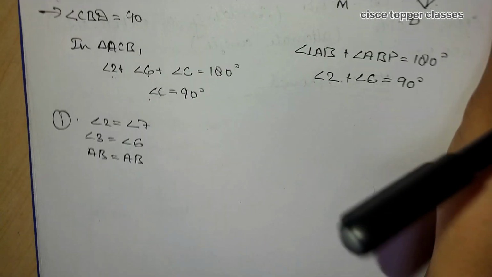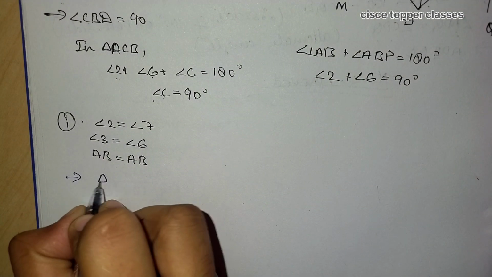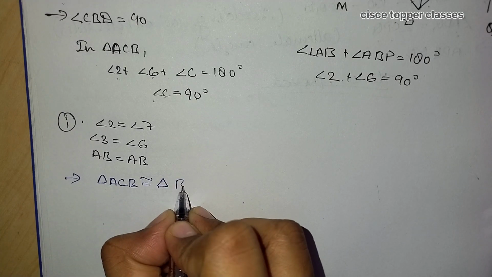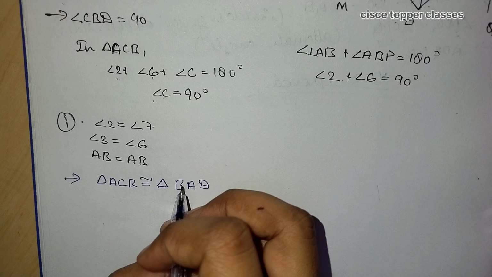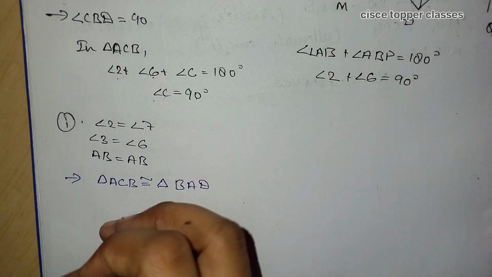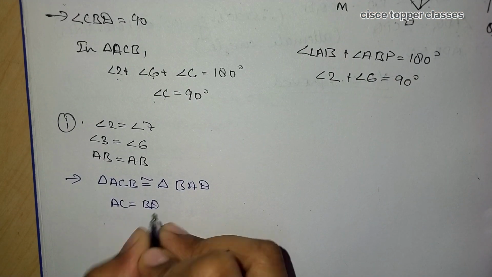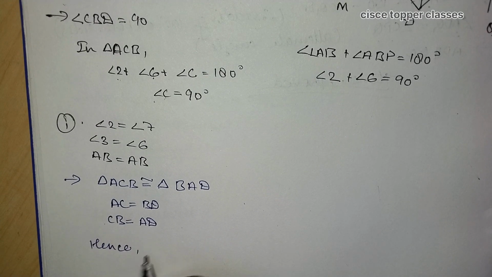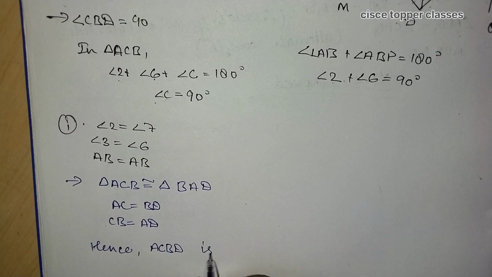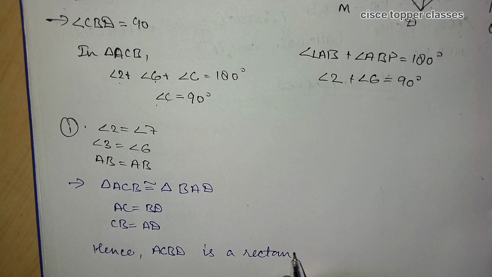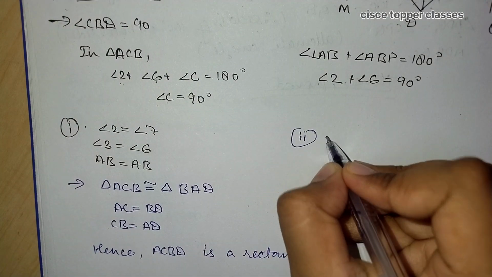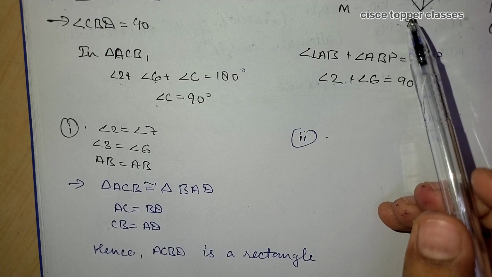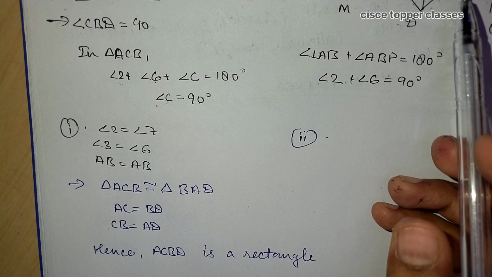So hence we can write here that triangle ACB is congruent to triangle BAD, and from that only we can prove that AC is equal to BD, as in a rectangle AC is equal to BD and CB is equal to AD. So hence proved that ACBD is a rectangle in this question. Now the second thing which we have to prove is that this CD is parallel to the original parallel lines.